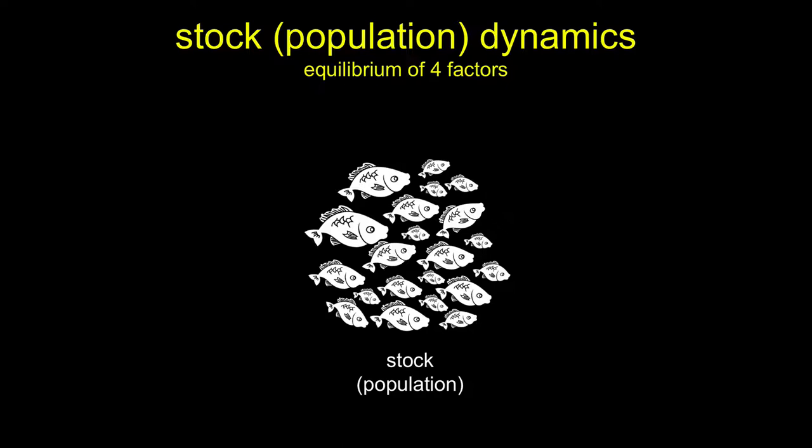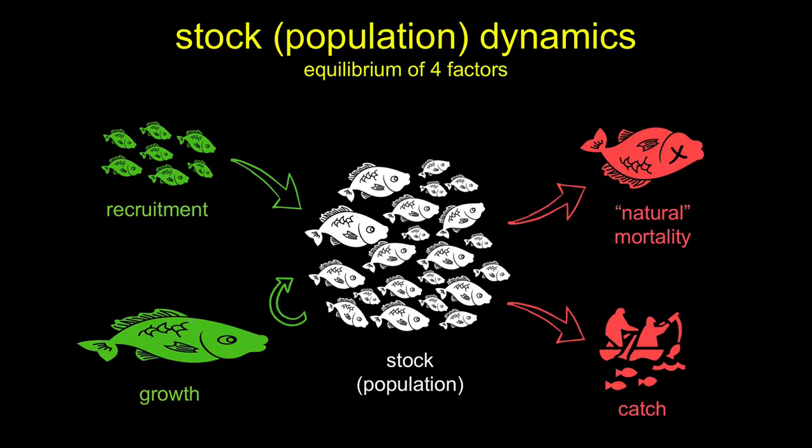So there's four main things we historically have thought about. That's how many babies are born into the area, how much the little guys grow into sexually mature adults, and then individuals that just die because a shark eats them or something like that. And then our main way of influencing them, you and I capturing and removing organisms from this population. You add all that together, and that tells us what's going on with the stock.